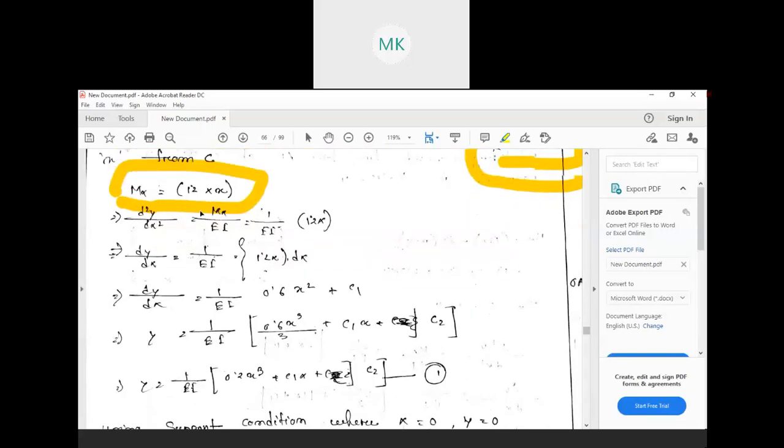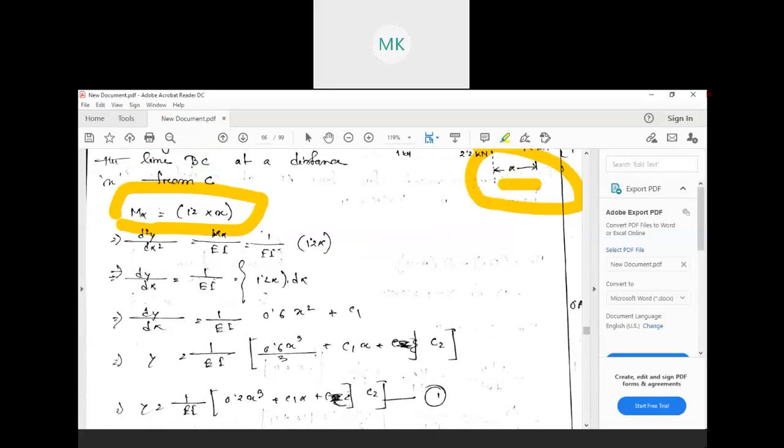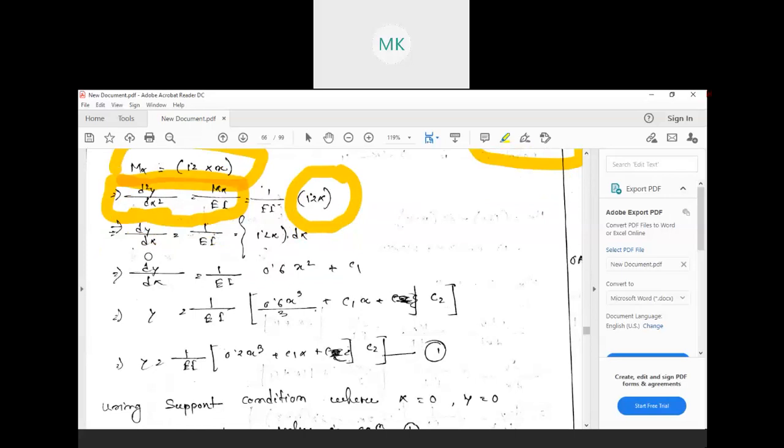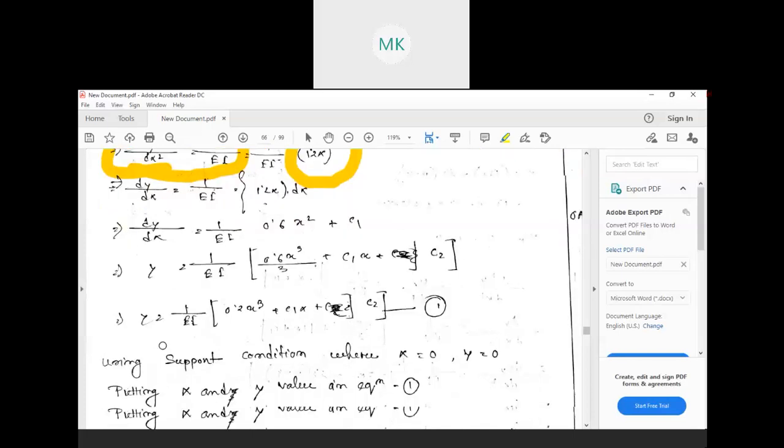You can also say this in terms of derivation: d square y by dx square equals Mx by EI. This you already know. So in place of Mx, just put the value 1.2x and do the derivation part. This is all simple derivation. I think all of you know how to do this, as you have already learned it in your third and fourth semesters in mathematics, so I will not repeat how to do d square y by dx square.